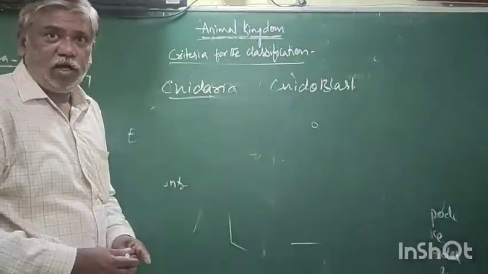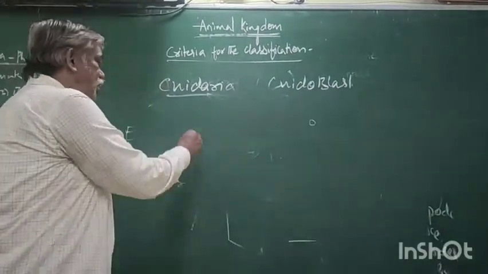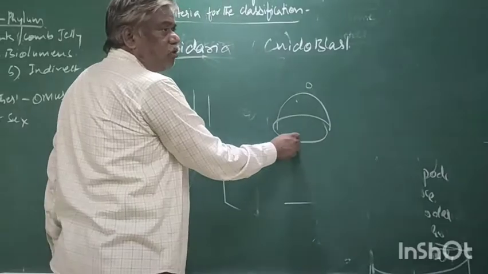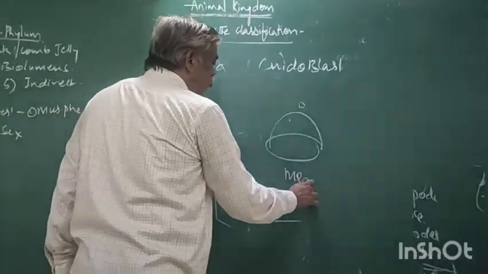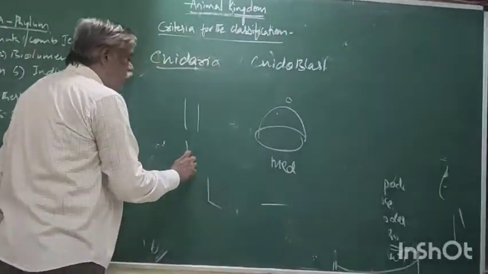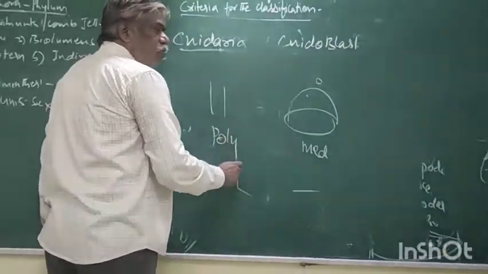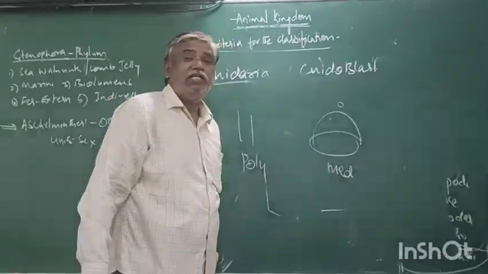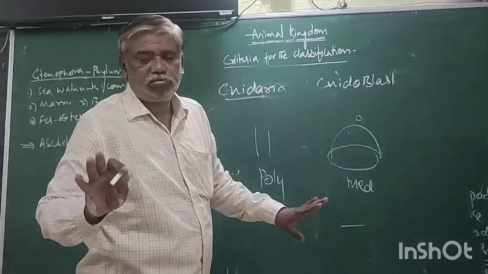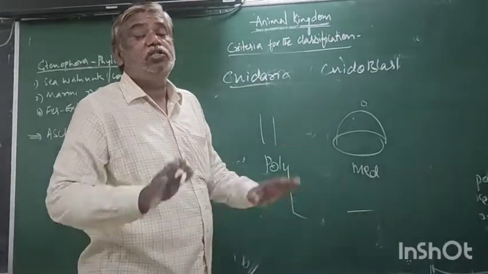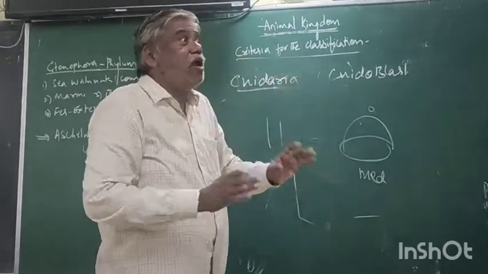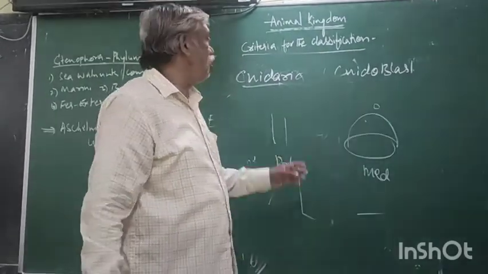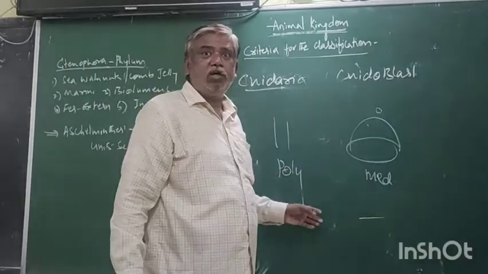The morphological forms of Cnidaria are most important. Animals belonging to Cnidaria appear in two forms: cylindrical form and umbrella form. If it is umbrella form, it is called medusa. If it is cylindrical form, it is called polyp. Most students think that medusa and polyp are the names of animals. No, they are not names of animals. This is a shape name, morphological forms. The two morphological forms of Cnidaria are medusa and polyp.